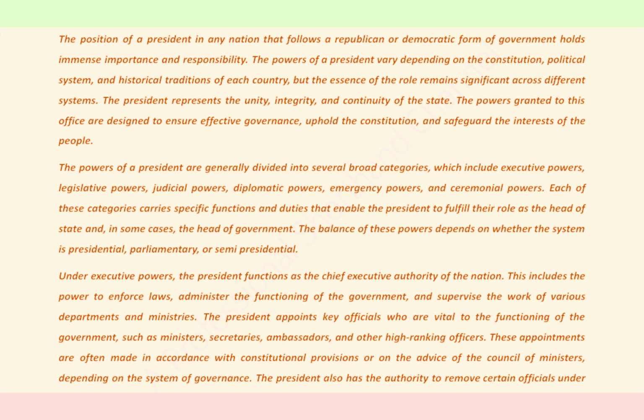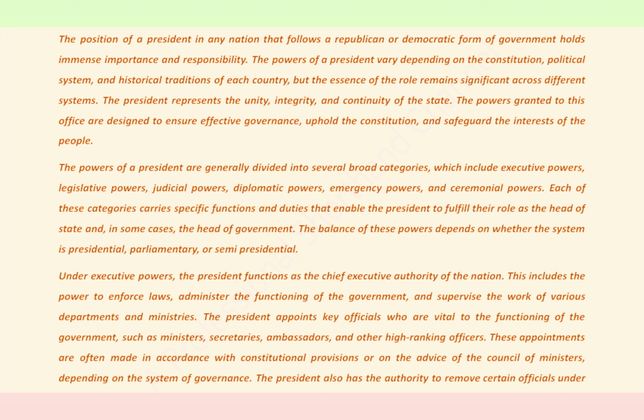Start. The position of a president in any nation that follows a republican or democratic form of government holds immense importance and responsibility. The powers of a president vary depending on the constitution, political system, and historical traditions of each country, but the essence of the role remains significant across different systems. The president represents the unity, integrity, and continuity of the state.